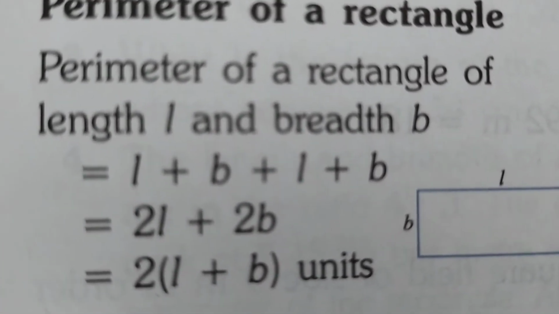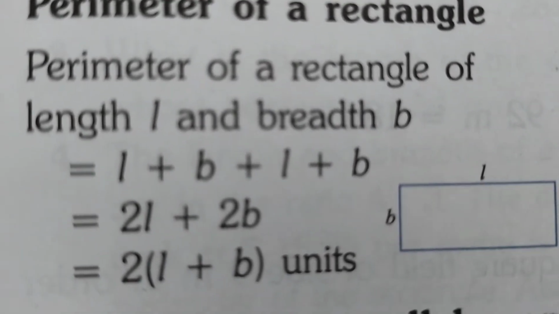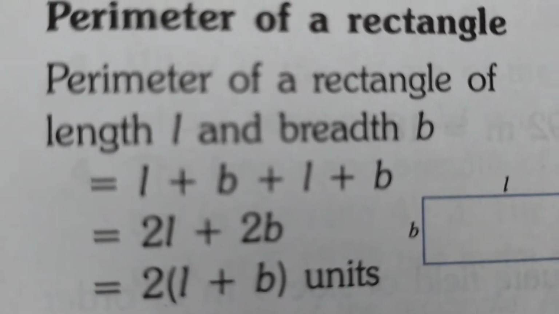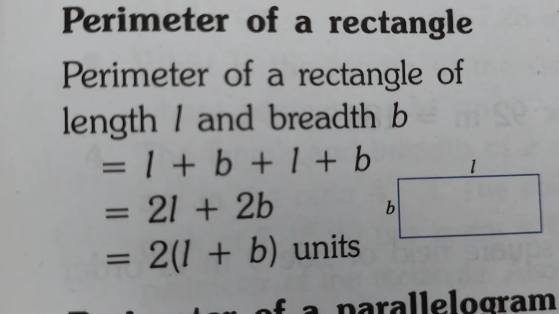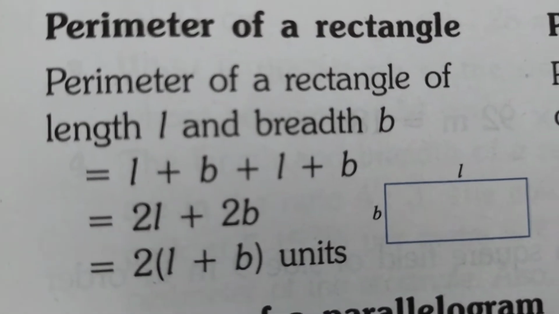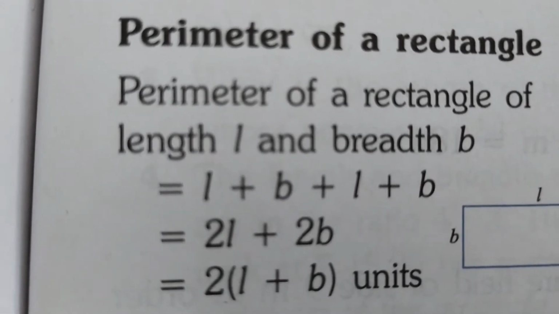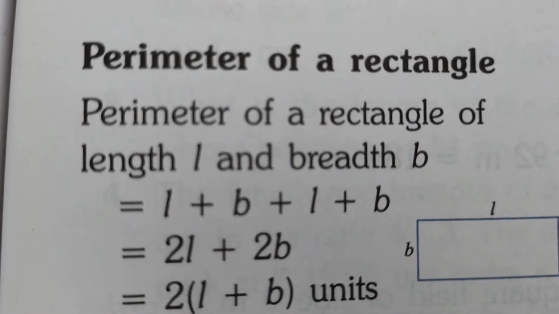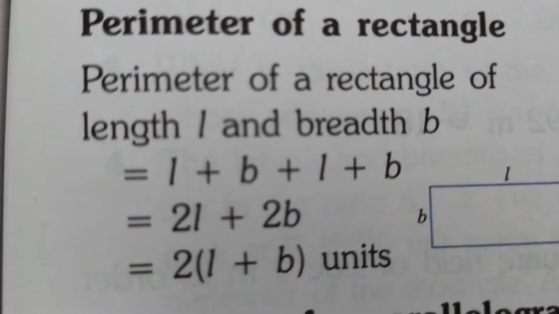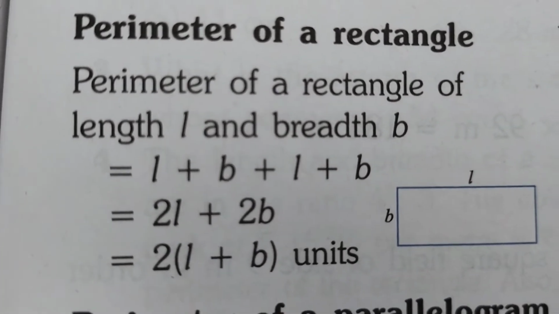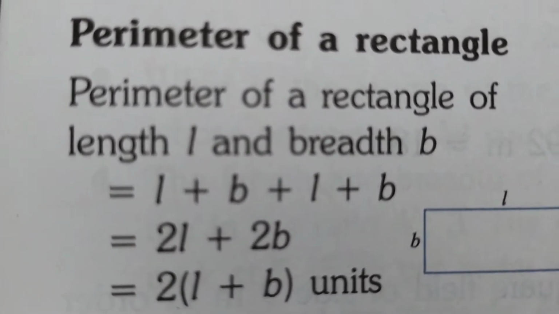Here you can see the rectangular figure. Length plus breadth plus length plus breadth. How many times are we adding length? 2 times. And breadth 2 times. Therefore the perimeter of a rectangle is 2 times (L plus B) units. Units can be anything: meters, centimeters or kilometers.